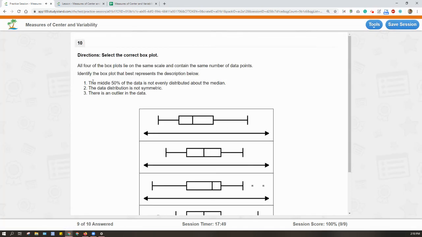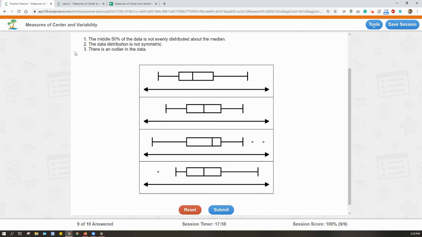Okay, one more. Select the correct box plot. All 4 of the box plots lie on the same scale and contain the same number of data points. Identify the box plot that represents the situation below. So the middle 50% of the data is not evenly distributed about the mean. So that means we don't want the median in there to be exactly in the middle of this box. We want it to be skewed off one side or the other.